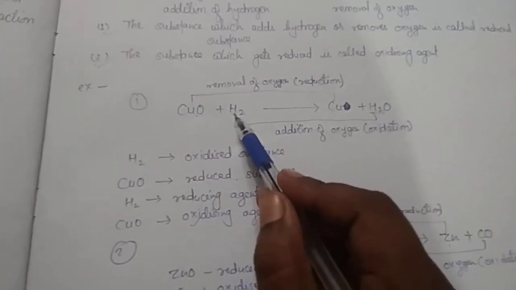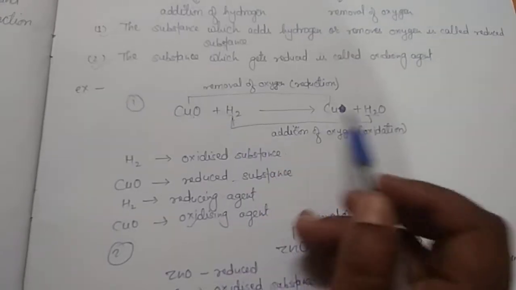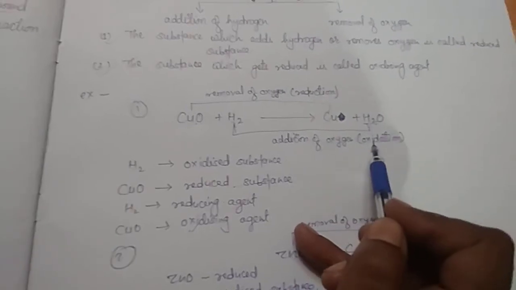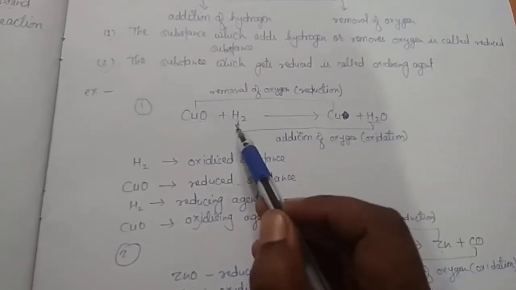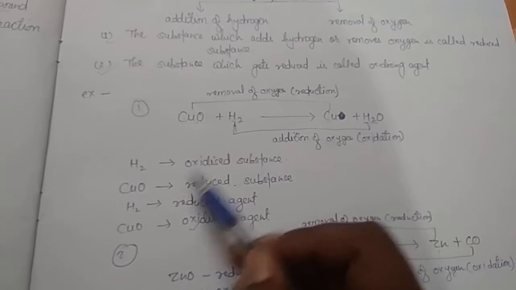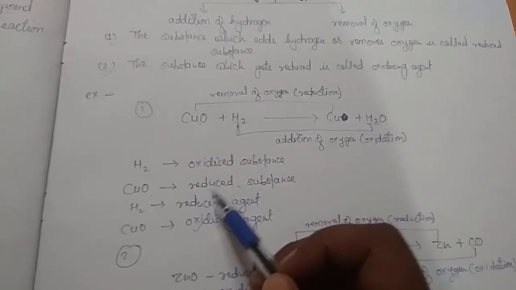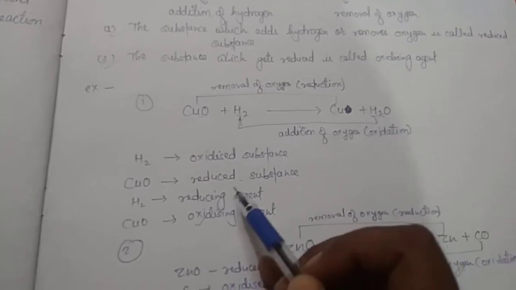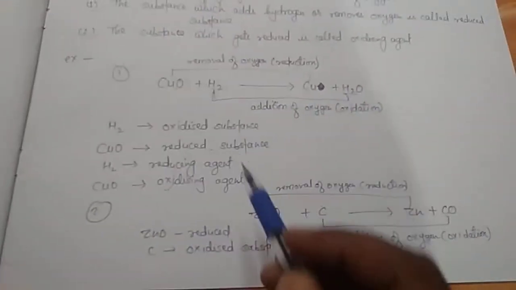There is hydrogen. When it combines with oxygen, it forms water. So there is addition of oxygen, so oxidation has taken place, and the substance which gets oxidized will be the reducing agent. Clear, children? Let's take another example.